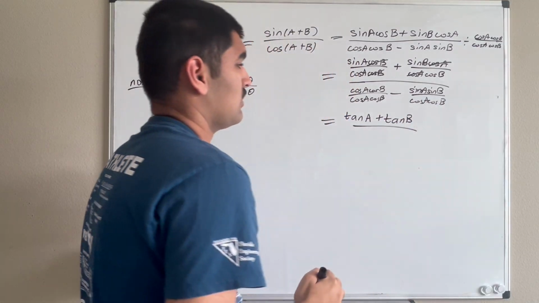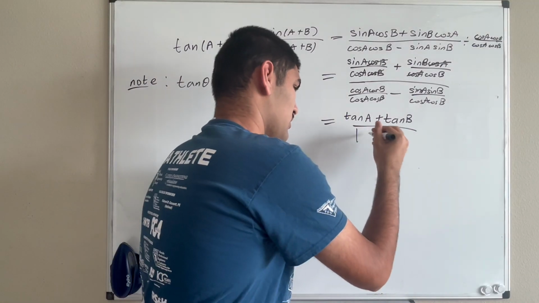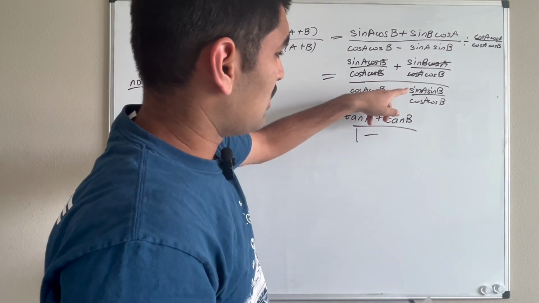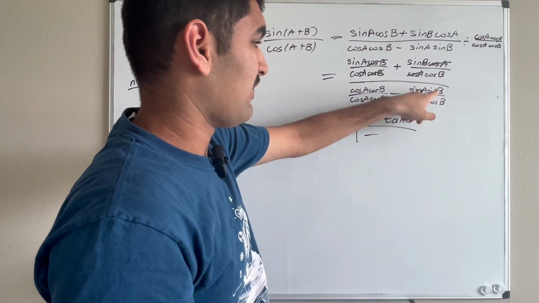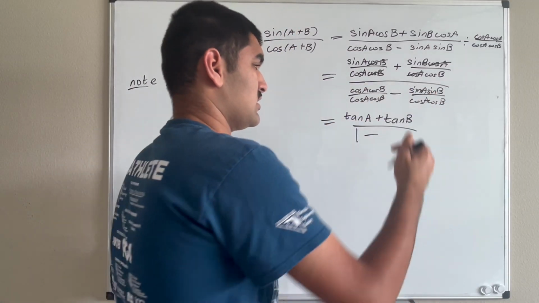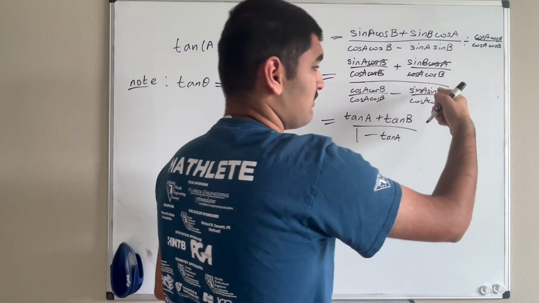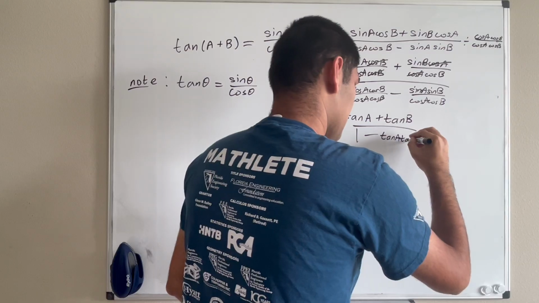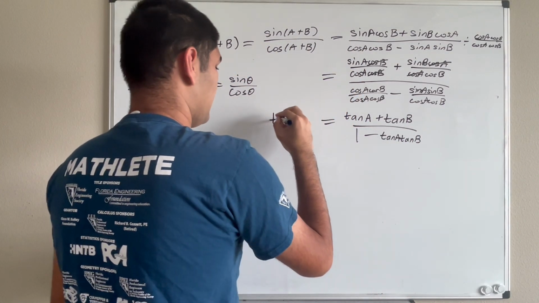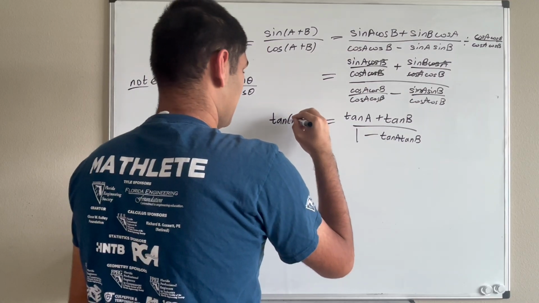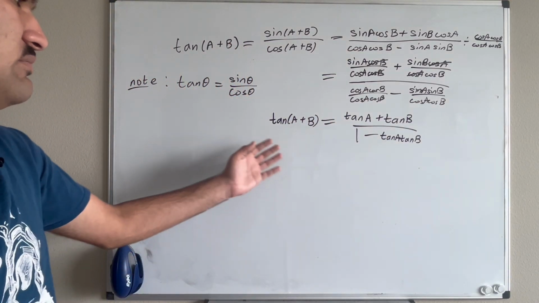All right. Here we have cosine a cosine b over cosine a cosine b, so that's just 1. And then minus sine a over cosine a times sine b over cosine b. So that's sine a over cosine a, that's tangent of a. And then sine b over cosine b, that's tangent b. Right? And so now this is the identity that we got for tangent a plus b. So now we have also proved the identity for tangent a plus b.